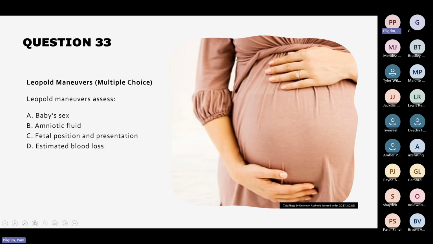Next question. What does Leopold's maneuver assess? The correct answer is C. With Leopold's maneuver, we're assessing for fetal position and presentation. So is the head down? And what way is the baby facing? That's what we're looking at when we do that, or palpating for, rather.